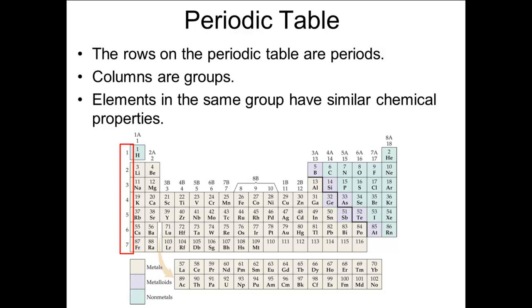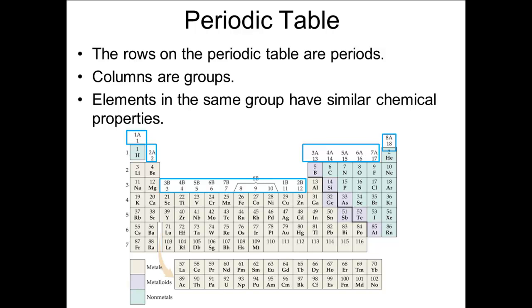The periods are numbered 1 through 7 from the top. The groups are numbered 1 through 18 from left to right for the columns in the main body of the table. You will still see an older numbering system, 1 through 8, A and B, that is a relic of Mendeleev's original table and ordering.